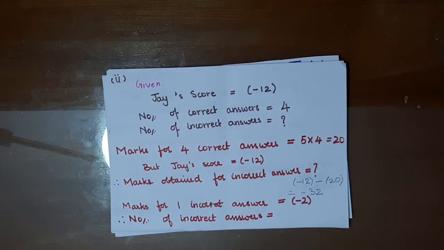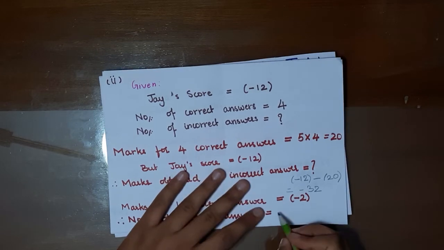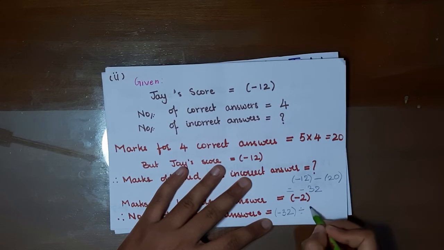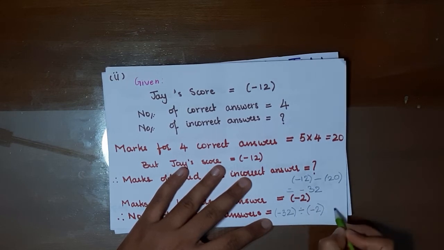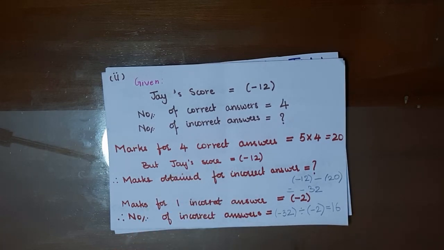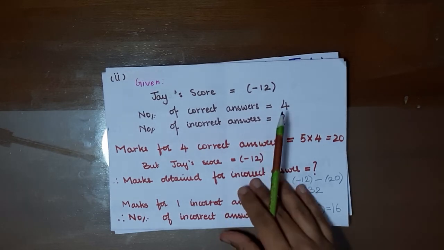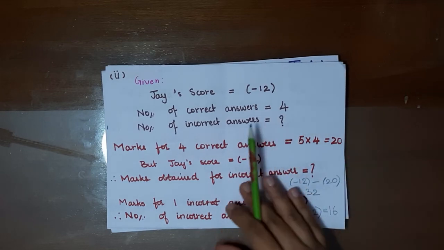Marks for one incorrect answer is minus 2. So the number of incorrect answers is total marks given for the incorrect answers divided by marks given for each incorrect answer. Minus 32 divided by minus 2 is equal to 16. Negative divided by negative is positive. 32 divided by 2 is 16. So the number of incorrect answers is equal to 16.